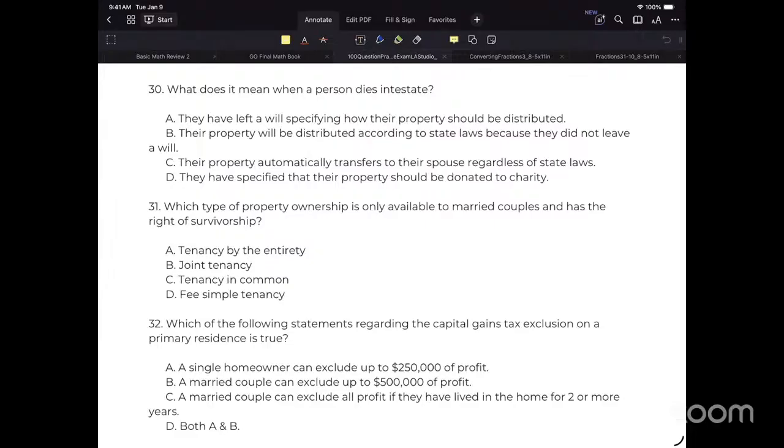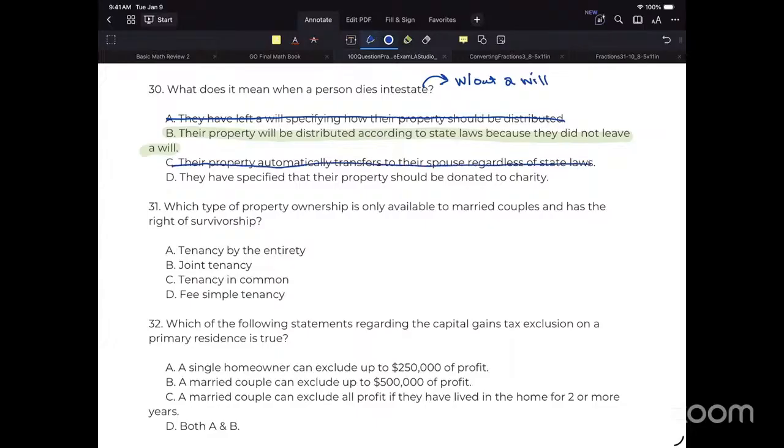All right, you said our answer is B. Their property will be distributed according to state laws because they did not leave a will. And yes, we love that as an answer because we know to die intestate means to die without a will. So that means it can't be A, because A says they left a will. Then C, it automatically transfers to their spouse? No, it has nothing to do with it. There are concepts we need to know about if you're married, what happens to the stuff, but it is what it is. And then D, if you specify what happened to your property, you would have had a will. So knowing our vocab is key. I love that. Good job, everyone.